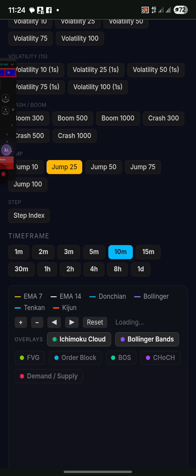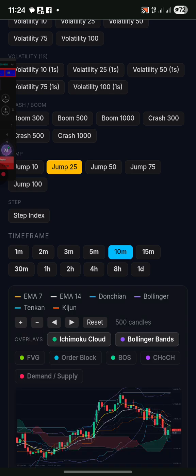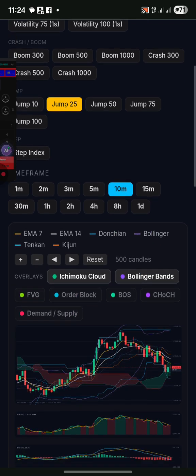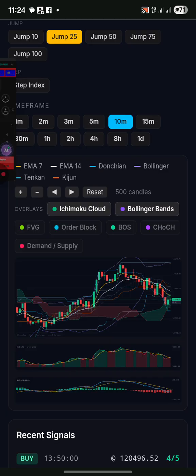So it is using a lot of indicators to confirm the entry point, to confirm how the market behaves. For example, here we have an Ichimoku cloud, the Bollinger Band and Donchian channel. So it has also EMA 7 and EMA 14. Those parts are also shown here on the chart.